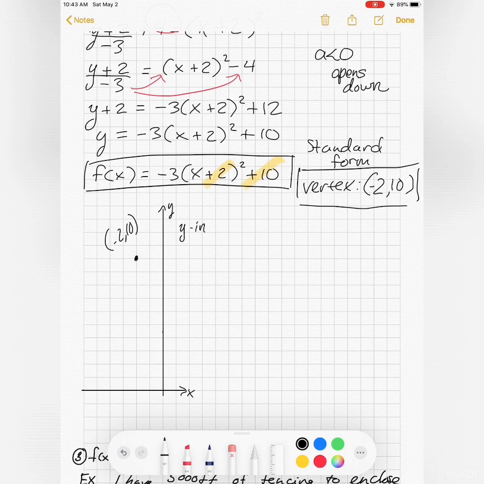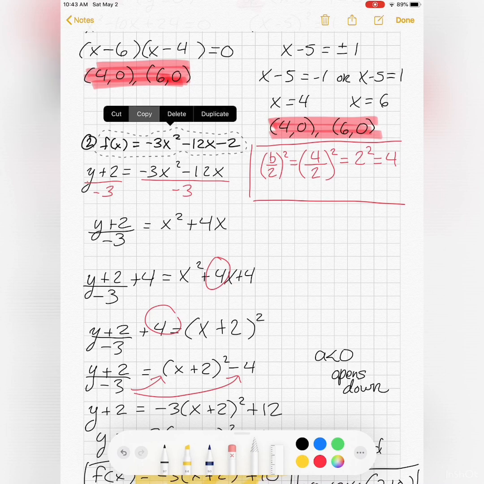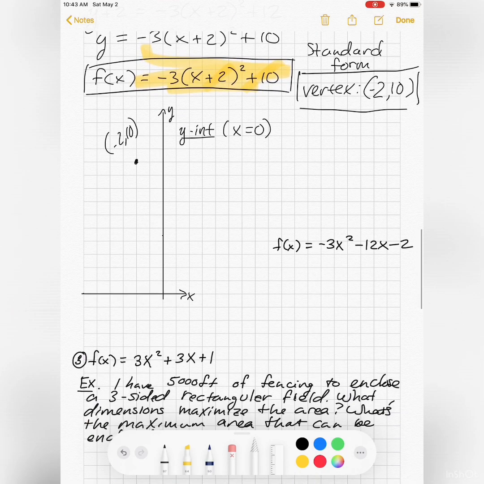Let me get the y-intercept. Set x to 0. I can use the standard form, but for the y-intercept, it's actually easier to use the original equation. Let me copy this down. We have both of these to look at, so I'm going to use that. If I plug 0 in there, I can tell you immediately the result is negative 2. That makes that calculation actually really easy.